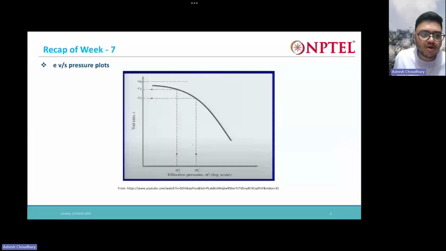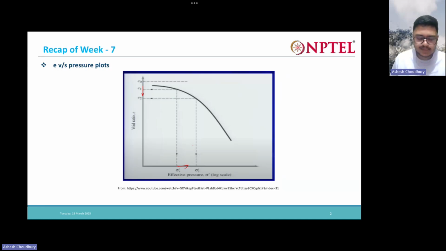This void ratio versus pressure plot, we have already seen in the previous sessions. When we do a one-dimensional consolidation test, we can get this e versus pressure plot, the void ratio versus pressure plot. With increase in effective pressure, the void ratio reduces.